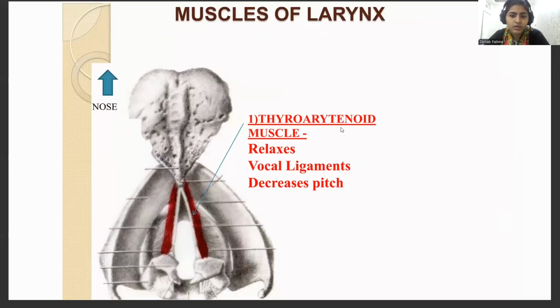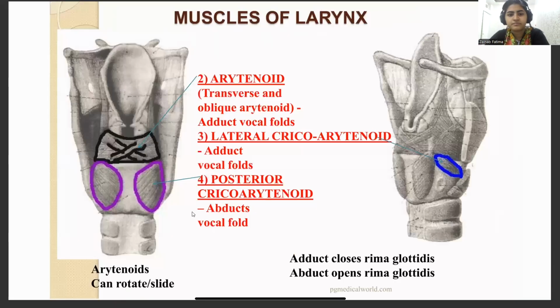This is the thyroarytenoid muscle. This red one you can see. It relaxes the vocal ligament and decreases the pitch. Then we have the muscles of the larynx. We have the arytenoid, the lateral cricoarytenoid, this blue one you can see, and the purple one is the posterior cricoarytenoid, abductors of the vocal folds.